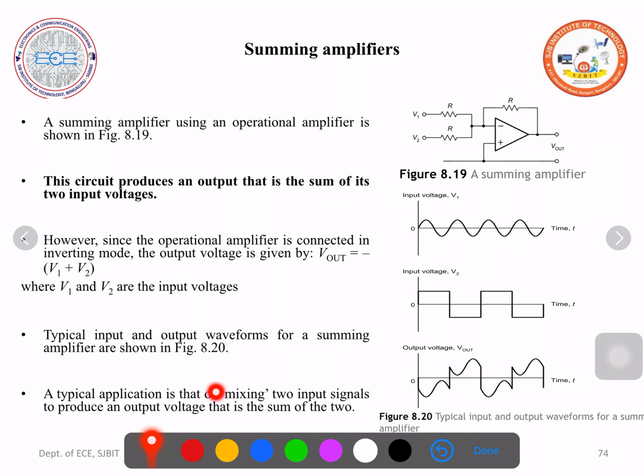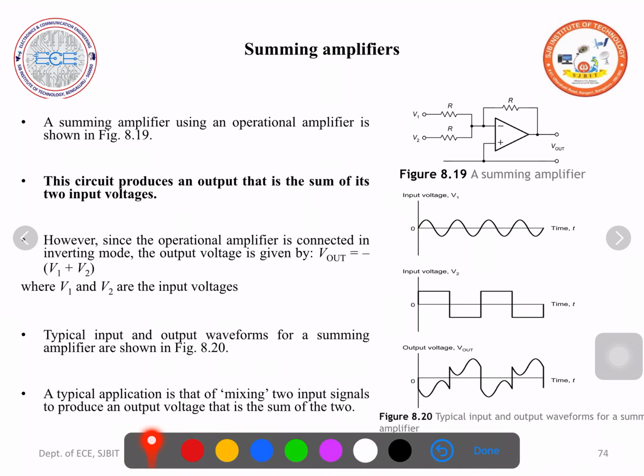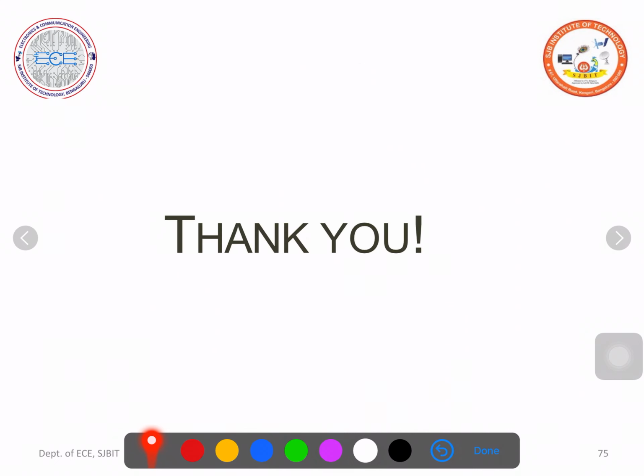This is called mixing of two input signals to produce an output voltage that is the sum of these two. Just imagine, see here, this is going to the positive peak, and it gets inverted, so it is going in the negative direction now. Here it is going negative, but here it is going positive. Here it is increasing, here it is decreasing, because the input is applied to the inverting terminal. These are the applications of the operational amplifier. Thank you.